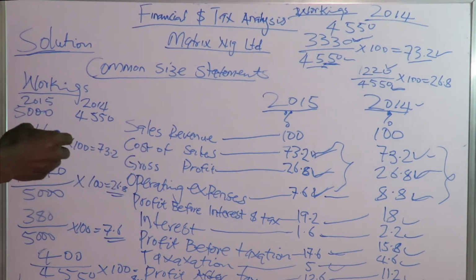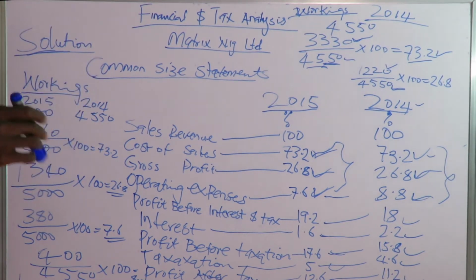So we now move to the last part, which is the common size statement for statement of financial position, still the same. That is the last part of it. We are done with this question, the last part of it.